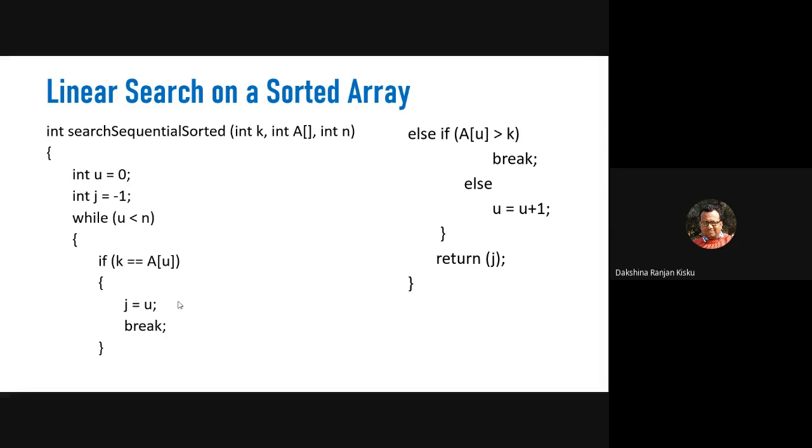To go for the next element, we need to increment the index u. So here we are incrementing u by 1. This is done only when the element at the specified position is found to be less than k. And here return j is used to return the position of the searching element that is found after matching the given key value with the intended element in the array.